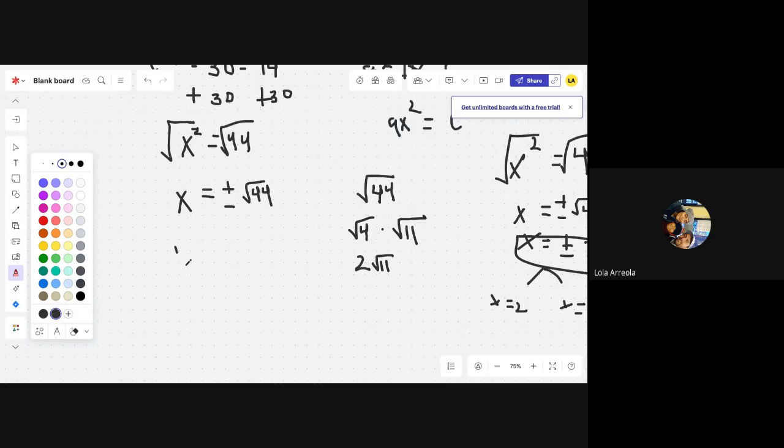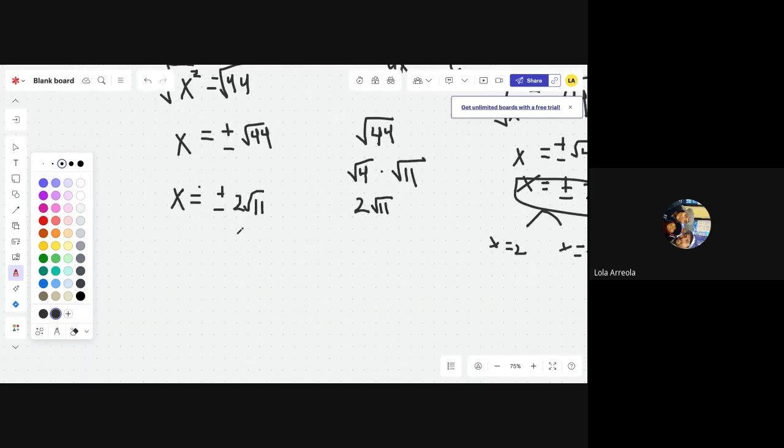So x is equal to the positive and negative version of 2 square root 11. Again, this is 2 problems, just like it divided here. It's saying x is equal to 2 square root 11, the positive version, and x is equal to negative 2 square root 11. Okay.